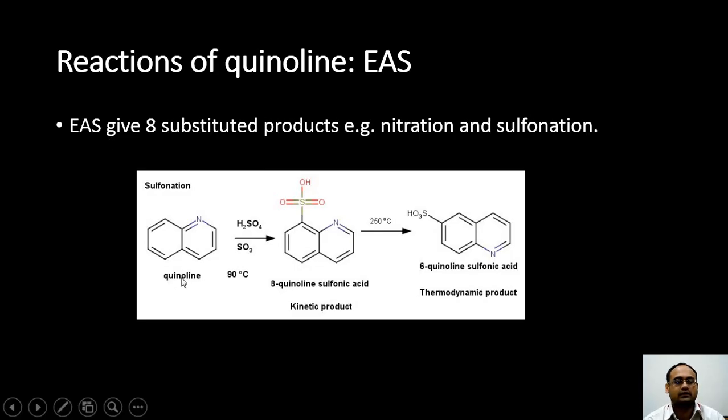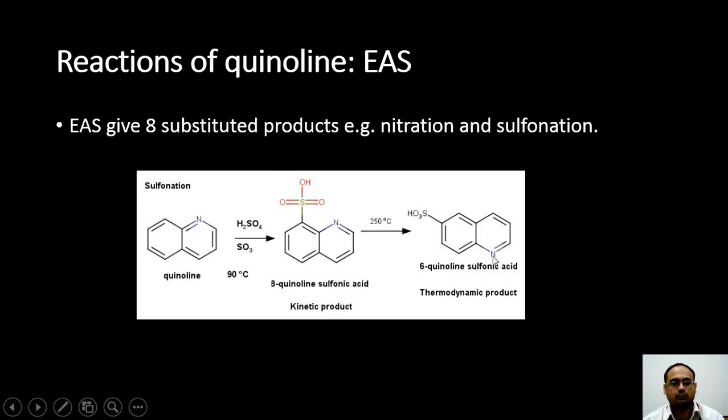If we take a look at quinoline sulfonation, under concentrated sulfuric acid conditions in the presence of sulfur trioxide, sulfonation takes place at the 8th position, but this is a kinetic product, which means that at lower temperatures 8-substituted sulfonic acid derivatives will form, but when these are heated at high temperatures they will exchange the sulfonyl group to give us the 6-quinoline sulfonic acid derivative.